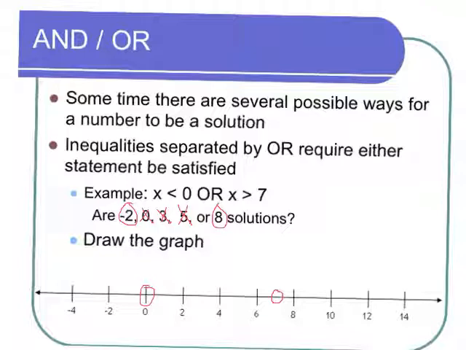So the graph for this is all these numbers and all these numbers, but not the ones in the middle. What about 0 and 7? Should they be filled in? No. Or in this case, they should be left open because there was not the or equal to. So this is our complete graph. And I'll tell you, or graphs usually look like this. Or graphs are almost always two numbers as boundaries and the outsides shaded.